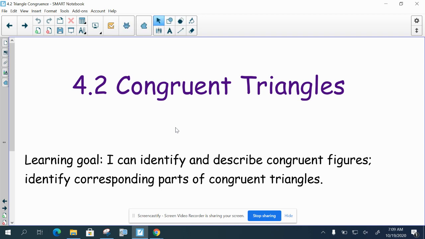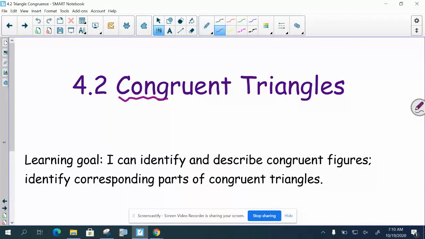Everyone, this is lesson 4.2, Congruent Triangles. Today we are going to identify and describe congruent triangles and identify corresponding parts of congruent triangles. So think what it means for two triangles to be congruent. What does that word mean?